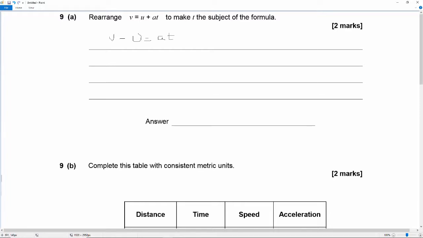And now it seems pretty easy. All we have to do is divide both sides by a. So v minus u divided by a is equal to t. And now we've got t on its own. So all we have to do now is put t on the left. Well, it's a property of equals that if v minus u over a is equal to t, then t is equal to v minus u over a, because they're both the same. So t is equal to v minus u over a.